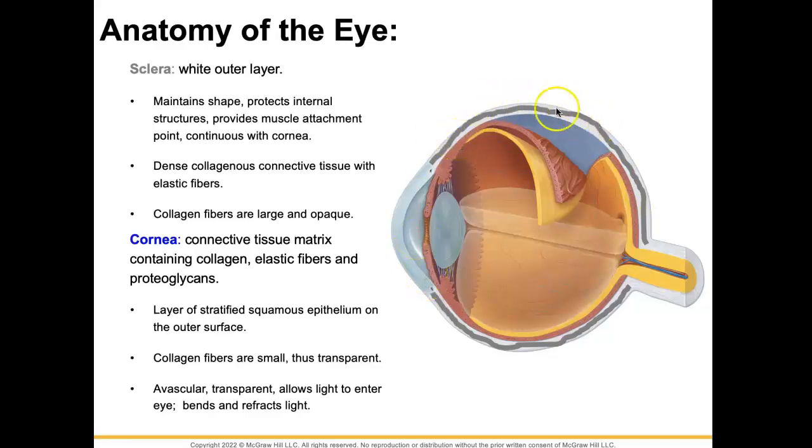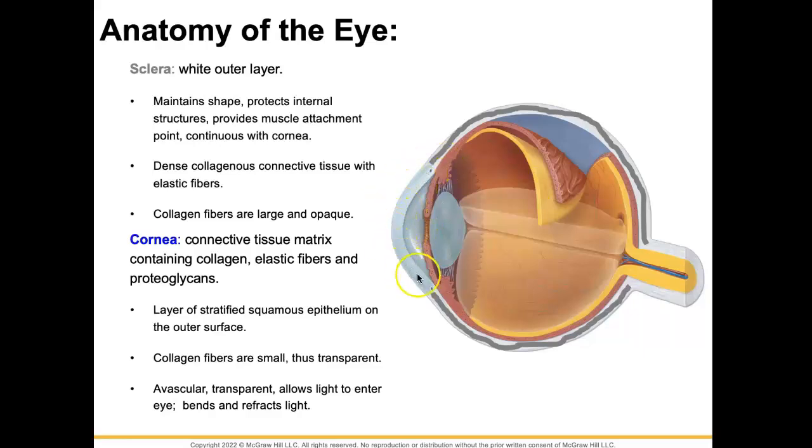Now the tissue that makes up the sclera is a dense collagenous connective tissue with elastic fibers. And our collagen fibers are large and opaque here. So we're not letting any light that's entering the eye scatter out through the sclera, even though we would have the choroid layer prevent that too. But anyway, it's just an added layer of protection, I guess.